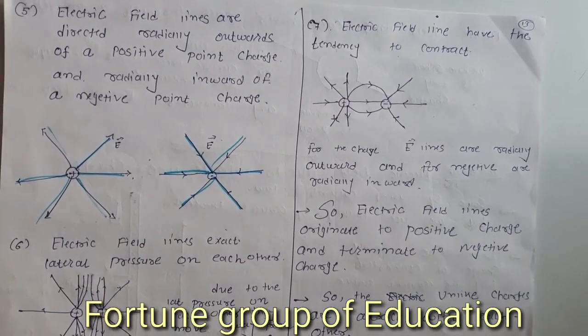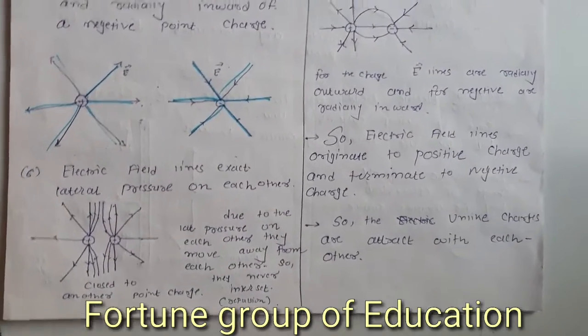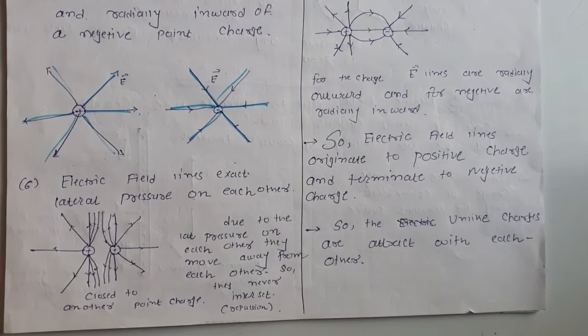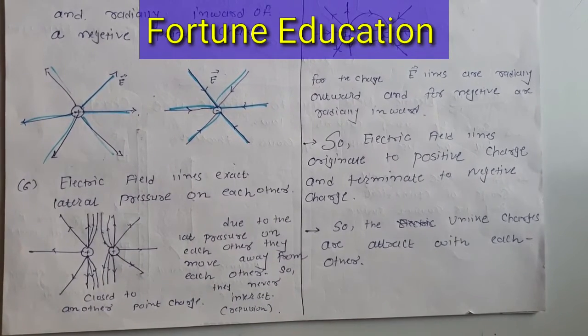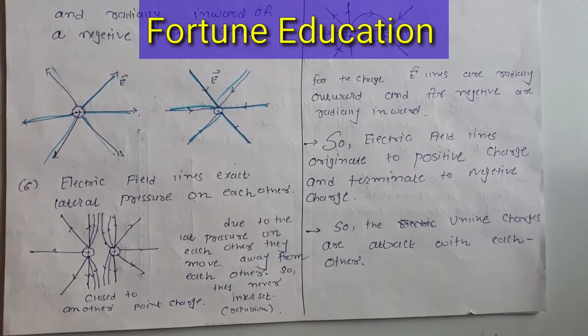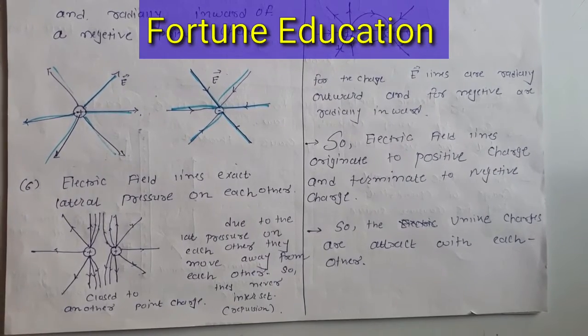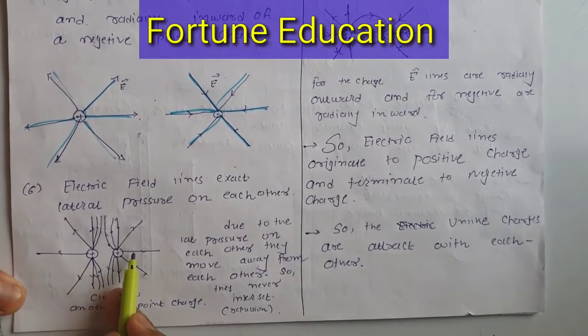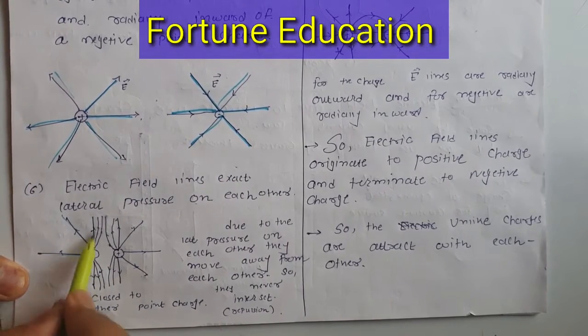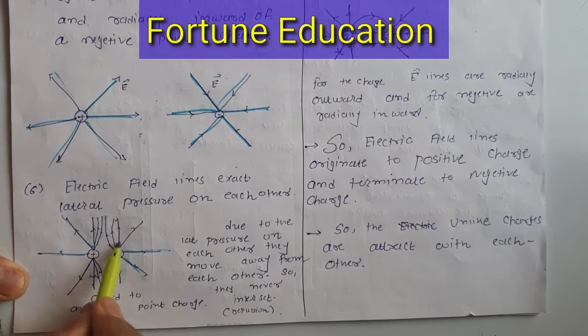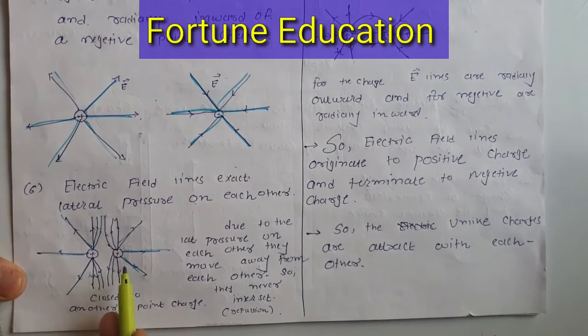So the sixth property is that electric field lines exert lateral pressure on each other. What is the lateral pressure on each other? You can see that here, this is a positive charge and this is a negative charge. If the positive charges have electric field lines, these are the electric field lines. Here both are positive charges.